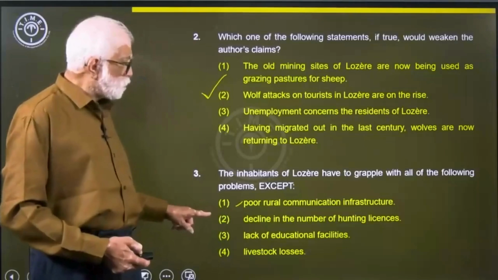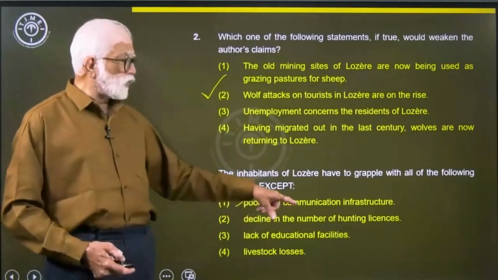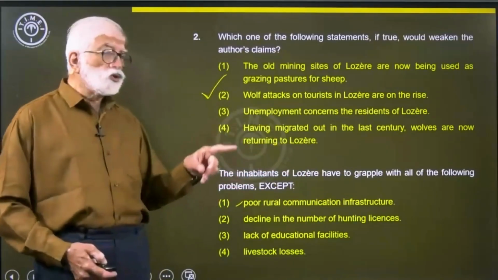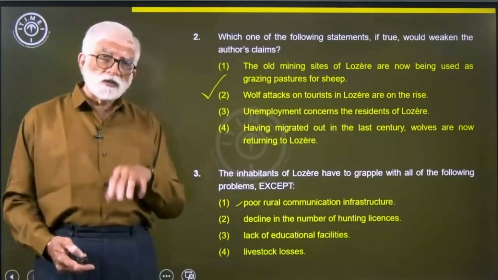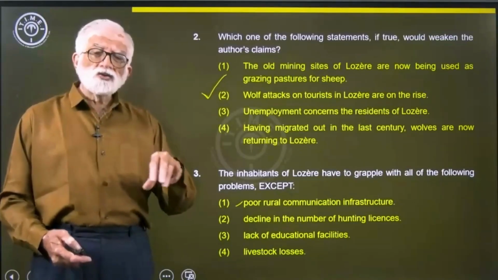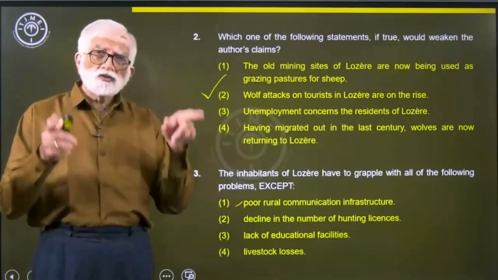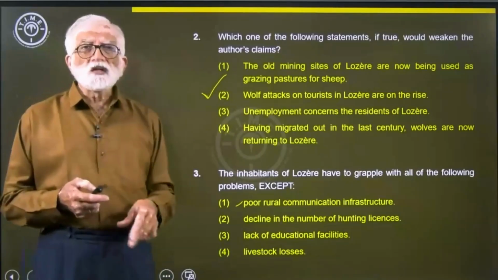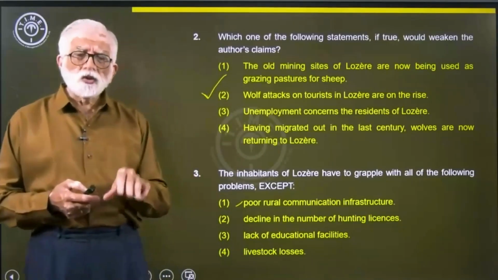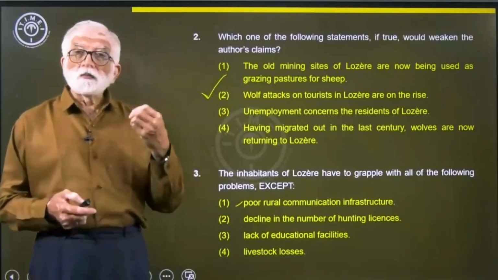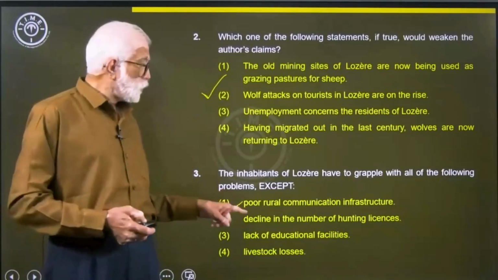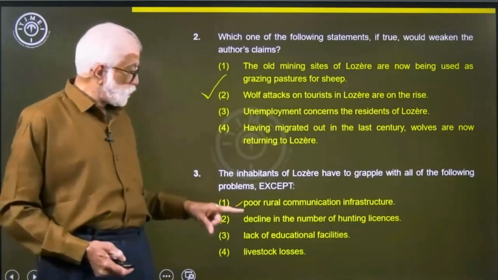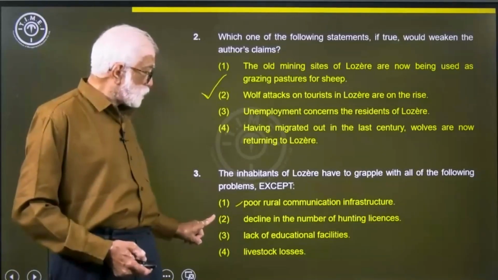It seems a little strange though, because you're saying the decline of number of hunting licenses, that's not a problem for the people of Lozère. But we do know that the problem for the people of Lozère is the fact that wolves are coming back. And if wolves are coming back thanks to different features, then any one of those features is contributing to the problems of Lozère. And one of those features is the fact that hunting licenses are actually not being issued or not being asked for, or there are not enough people with it, and they are not even using it. And that would therefore mean less people are hunting, and therefore the wolf is actually coming back and troubling the people of Lozère. So we know that we possibly accept 2 as well, but let's just hold it there.